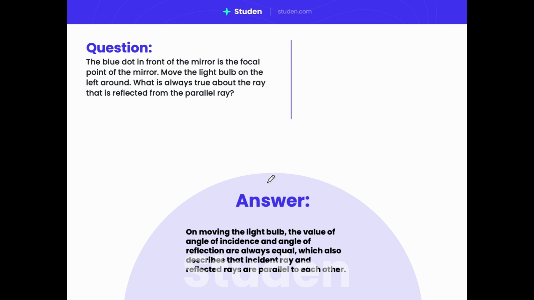Unfortunately we have no picture provided explaining this question, but nevertheless we got the answer. The answer states that on moving the light bulb, the value of angle of incidence and angle of reflection are always equal, which also describes that incident ray and reflected rays are parallel to each other. So let's take a look at some explanation of that.